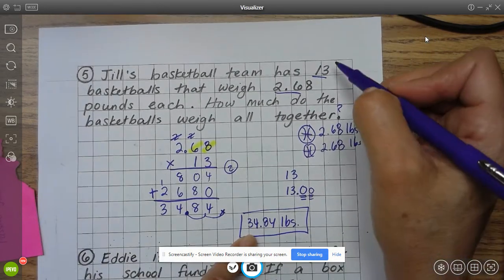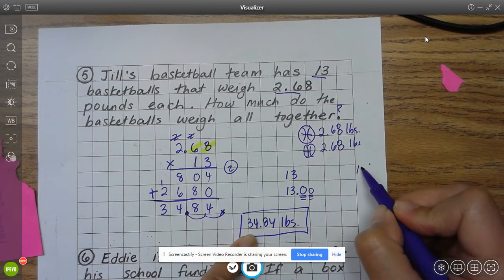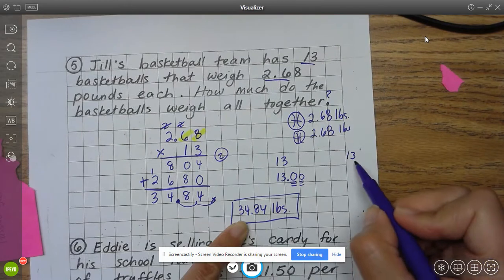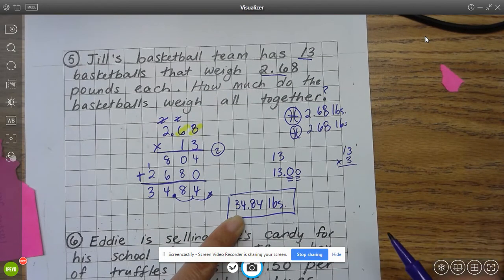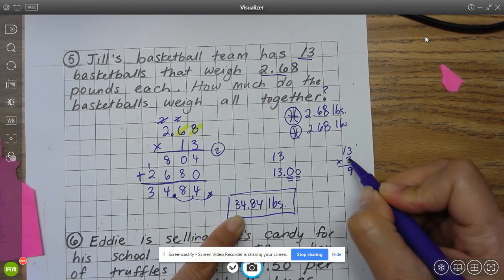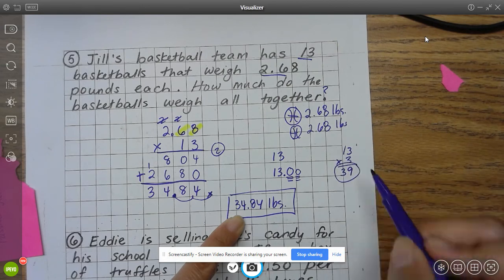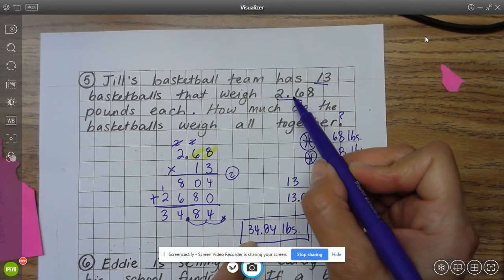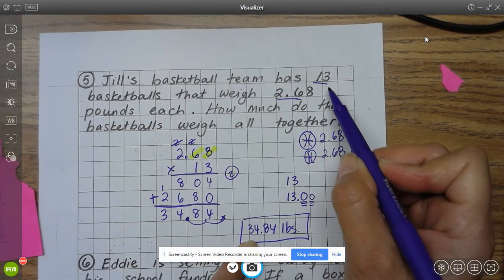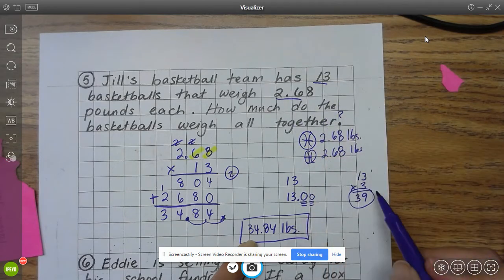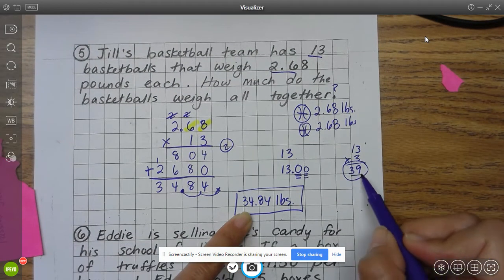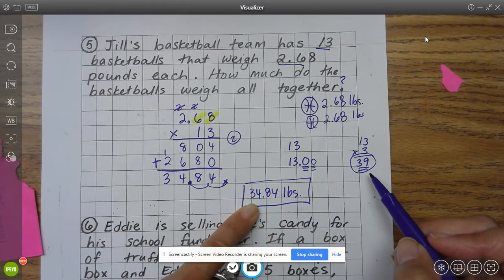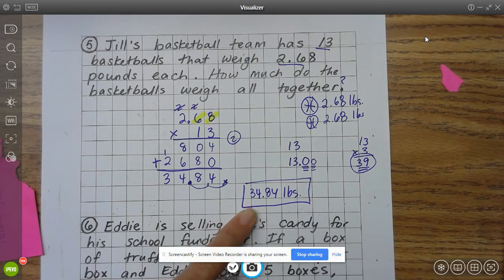Let's estimate. 13, even number. This is about 3 if I were to round. I'm multiplying whole numbers here. 3 times 3 is 9. 3 times 1 is 3. My estimate should be about 39 pounds. Now, I overestimated because I moved the 2.68 up to a 3. But the basketballs don't weigh 3 pounds, so I know I'm overestimating. Is 34 or 35 pounds close to 39? Yes, that is a reasonable answer.